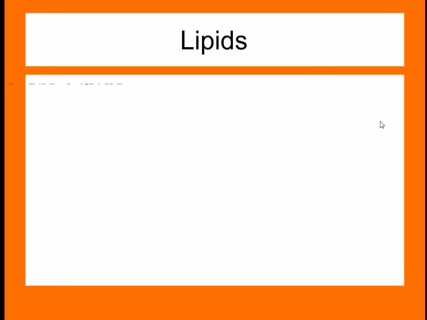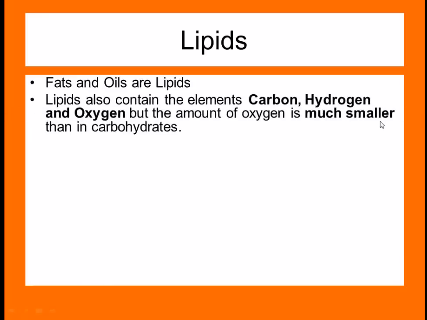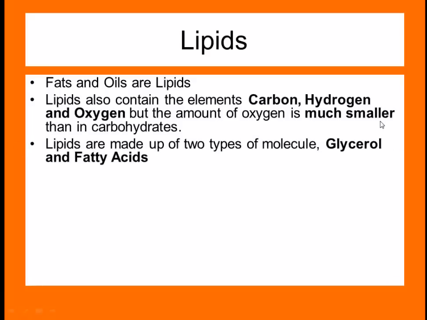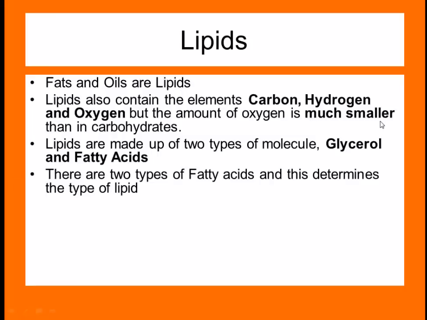Lipids. Fats and oils are lipids. Lipid is the category which includes fats and oils, also includes steroids and waxes. Lipids also contain carbon, hydrogen, and oxygen, just like carbohydrates, but much less oxygen than in carbohydrates. And they are made out of two types of molecule, glycerol and fatty acids, or rather the type of lipid we're thinking about is going to contain glycerol and fatty acids. We have two broad categories of fatty acid, and that determines what type of lipid we make.